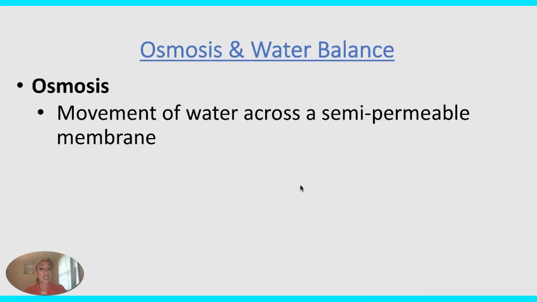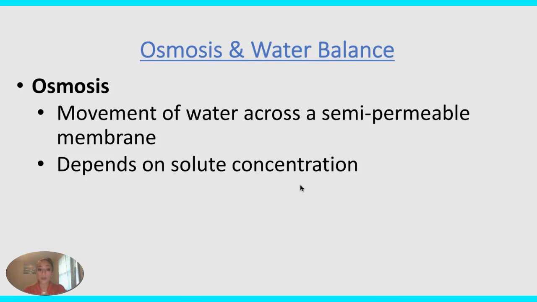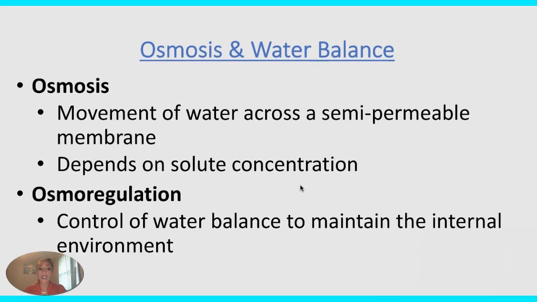When we talk about osmosis, we're actually talking about the movement of water across a semi-permeable membrane. In diffusion, remember, it was a permeable membrane because larger molecules and ions can transfer across that membrane. In osmosis, it's semi-permeable because it only allows a few things across, and in this case, we're looking just at water. It does depend on the solute concentration, however, and it maintains osmoregulation, which is the control of the water balance between the inside of the cell and the outside of the cell. So that's what allows water balance to be maintained and controlled.